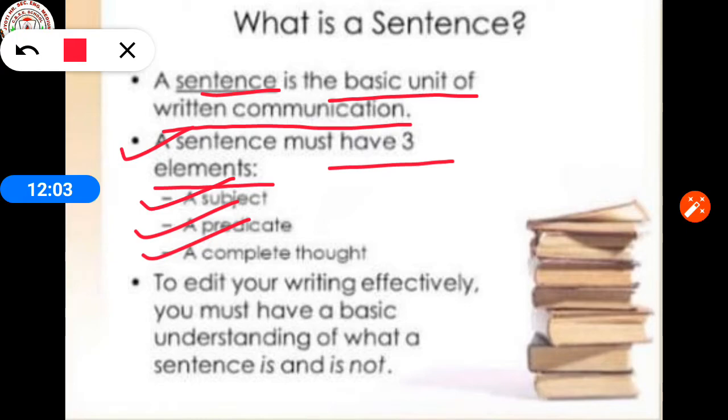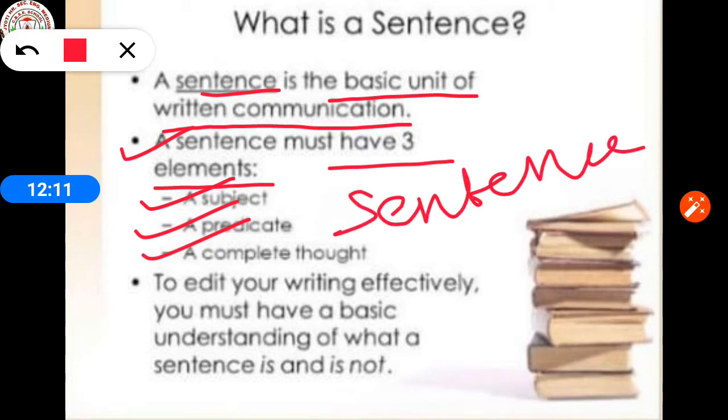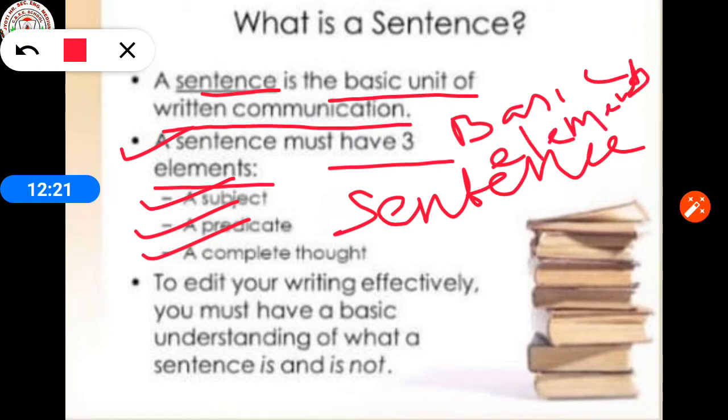These three are the basic elements of a sentence.